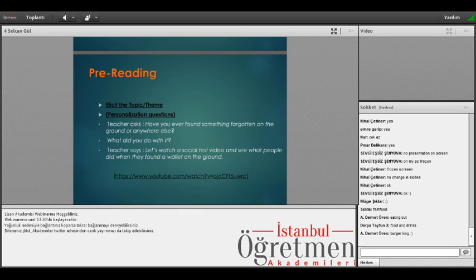So, before reading the story, to draw the attention of the students, the teacher can ask some questions like, have you ever found something forgotten on the ground or anywhere else, or what did you do with it? Or the teacher may say, let's watch a social video and see what people did when they found the wallet on the ground. Friends, if I don't take too much time, I want to ask you if you have ever found something forgotten on the ground or anywhere else, and what you did with it.